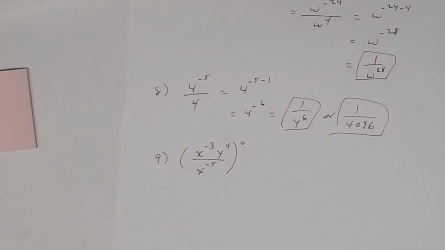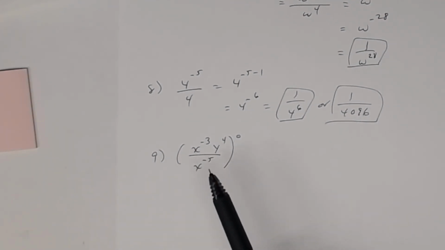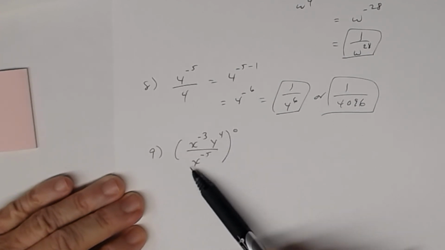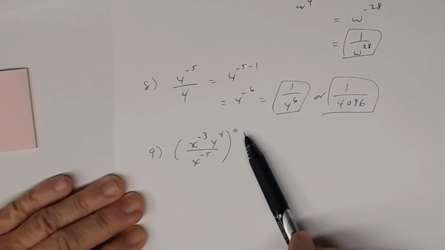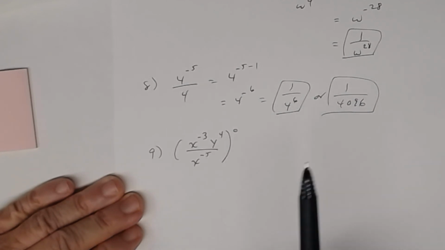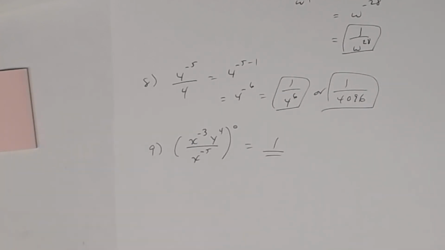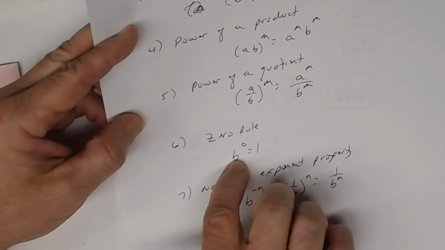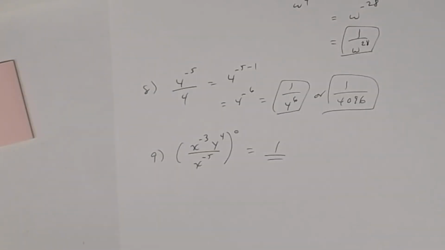Don't make it difficult. Think. Assume that the variables are not zero. Notice that you have this base here. All of this is a base, and that's being raised to the 0 power. Right away, what should you say? Right away, you need to say that's equal to 1 by using the zero rule or the zero property. Any non-zero expression raised to the 0 power is going to be 1. So that's just 1.